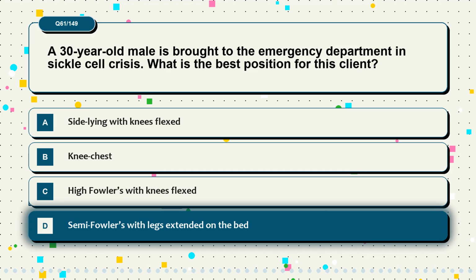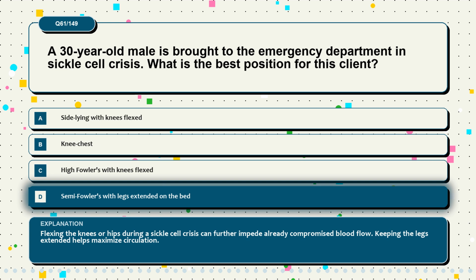The correct answer is option D. Semi-Fowler's with legs extended on the bed. Flexing the knees or hips during a sickle cell crisis can further impede already compromised blood flow. Keeping the legs extended helps maximize circulation.